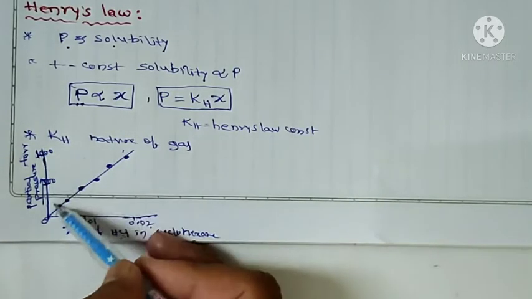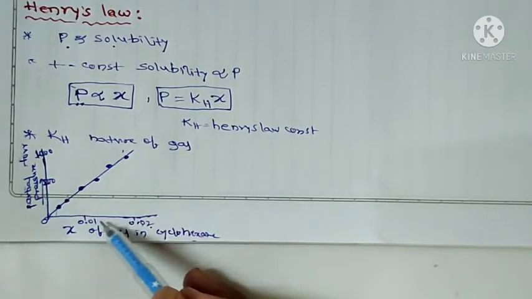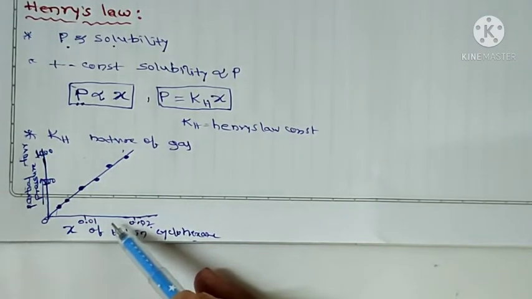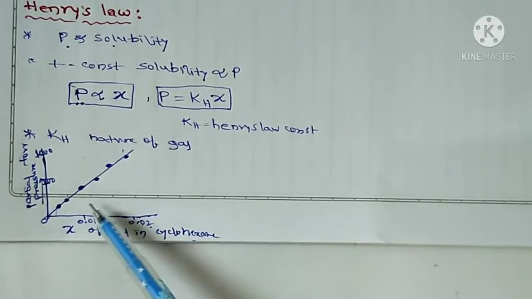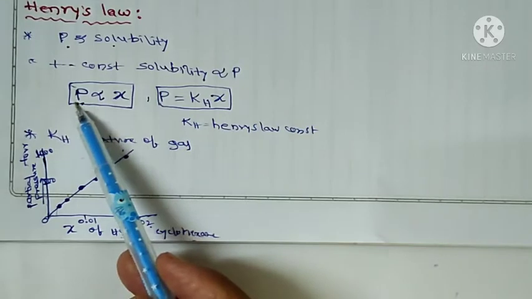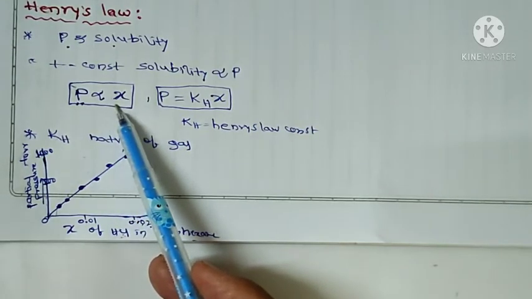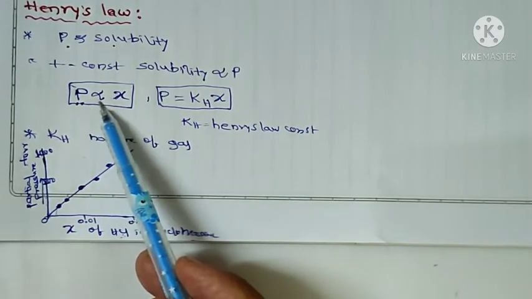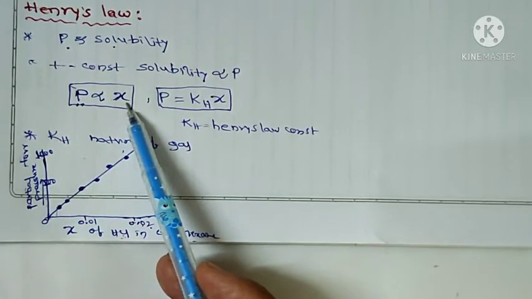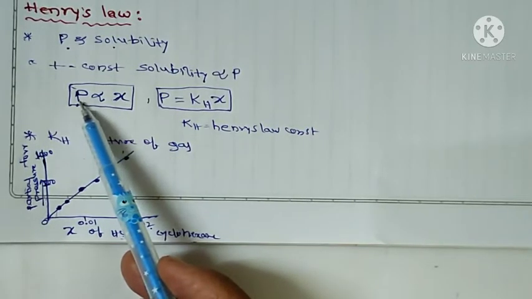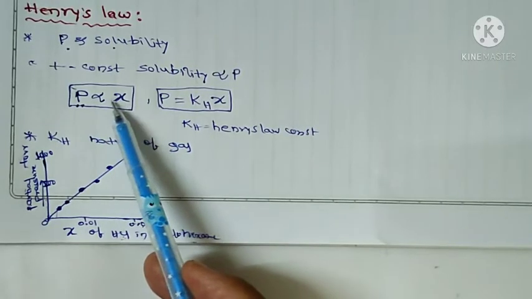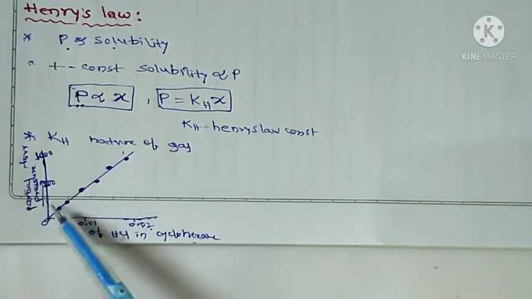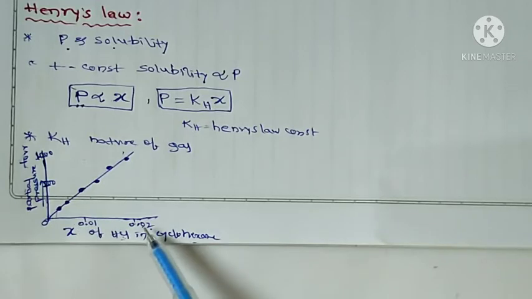Means with the increasing of partial pressure, the mole fraction will increase. So here the Henry's law statement is fulfilled. P is directly proportional to mole fraction. Pressure is directly proportional to mole fraction, means if the pressure increases, the mole fraction also increases.